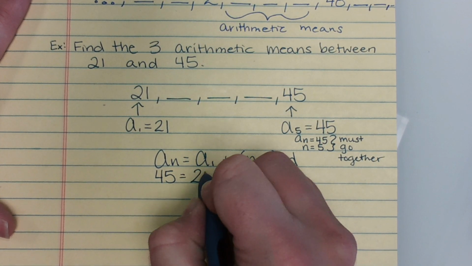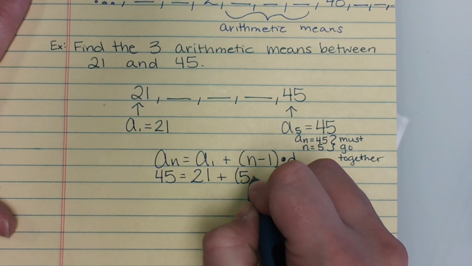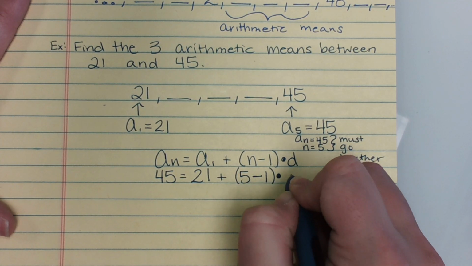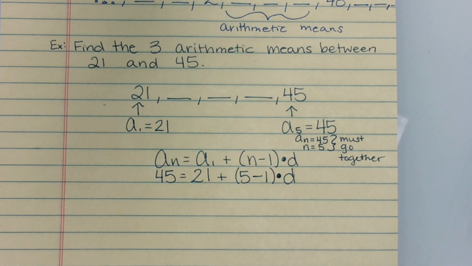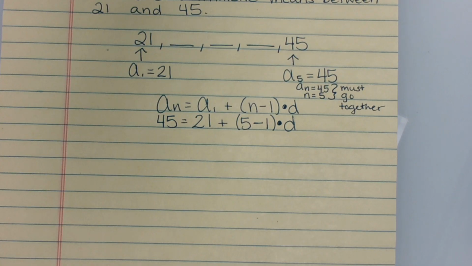A sub 1 would be 21, n would be 5, and d is the missing piece. If we knew what d was, we could easily fill in the terms, because to go from term to term in an arithmetic sequence, we add d. I could solve this equation.